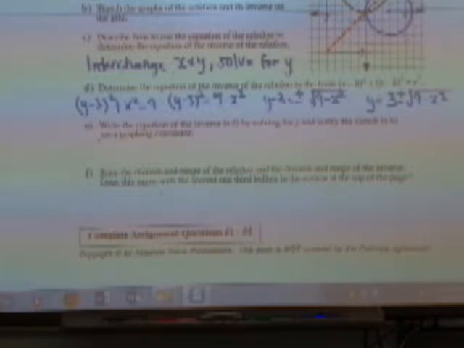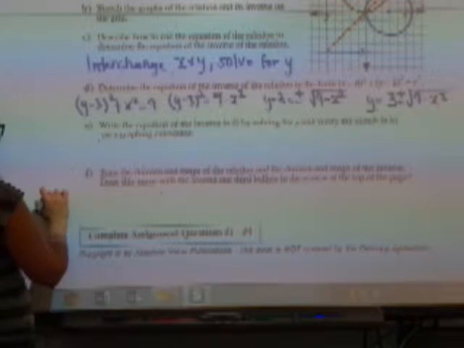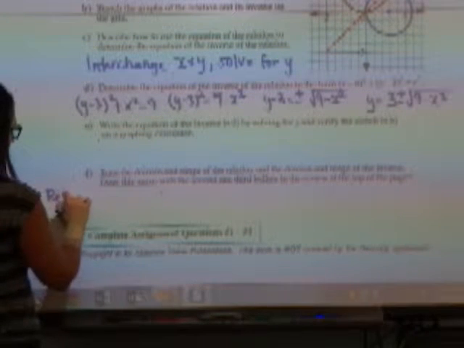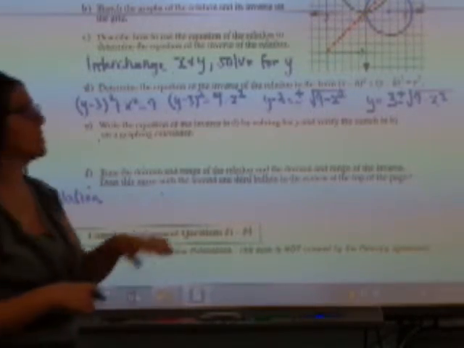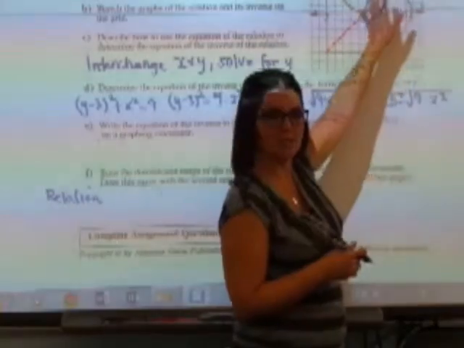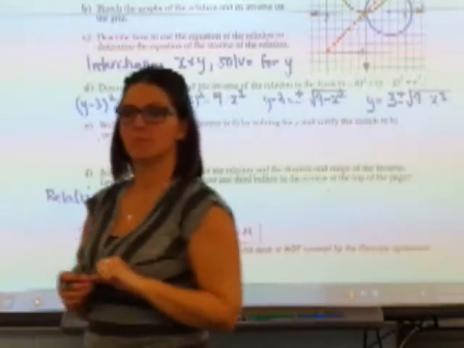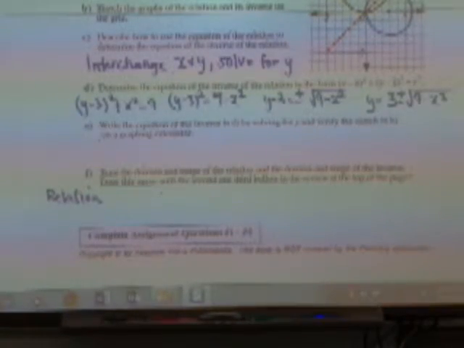You can verify the sketch using your graphing calculator. I'll let you do that on your own afterwards. Question F says state the domain and the range of the relation and the domain and the range of the inverse. So if I look at my original, that was my circle in blue. What is the domain of the circle? What are my possible x values? 0 to 6.